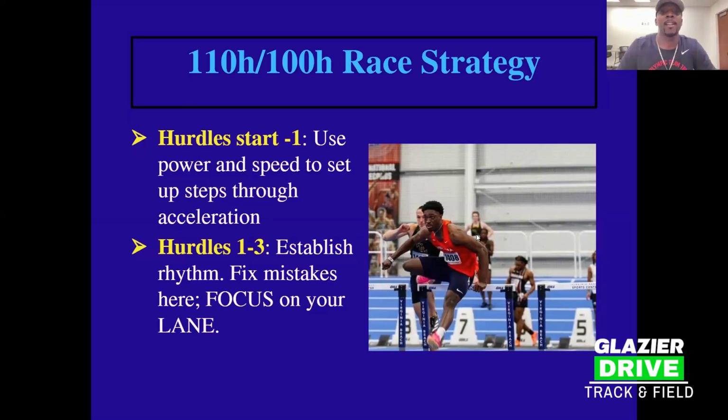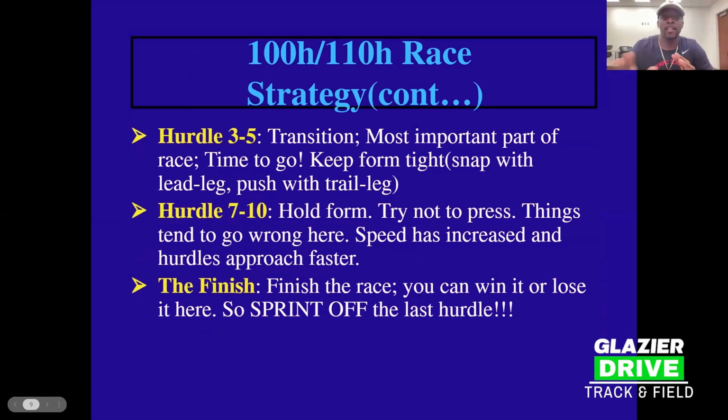All right, going to our next slide, we have strategy continued. The next part of the hurdle portion of race strategy is hurdles 3 through 5, and this is your transition hurdles. So I put here it's the most important part of the race because it's basically the meat and potatoes of your race. You see a lot of races where things fall apart between that 3rd hurdle and that 5th hurdle. In the 100 meters, you see a lot of things fall apart between 30 meters and 50 meters, right?